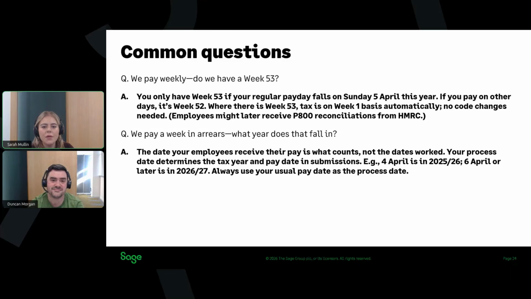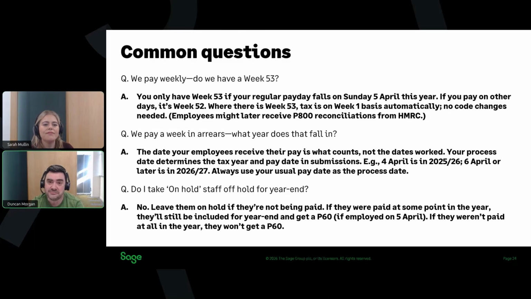Brilliant. And last one, so we've got, do I take on-hold staff off hold for my year end? Simple answer for this one, no, there's no need to. If they are not receiving any pay in the final periods of the year, you keep them on hold and they will still get a P60 as part of the year-end process as long as they've worked at least once during the tax year and they've had earnings. So keep them on hold until the next time they need to be paid.